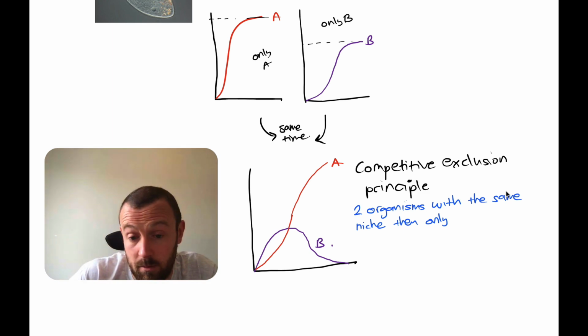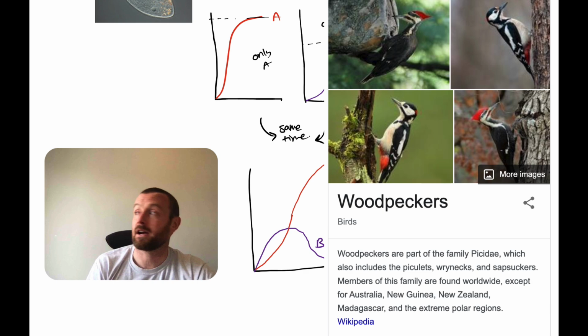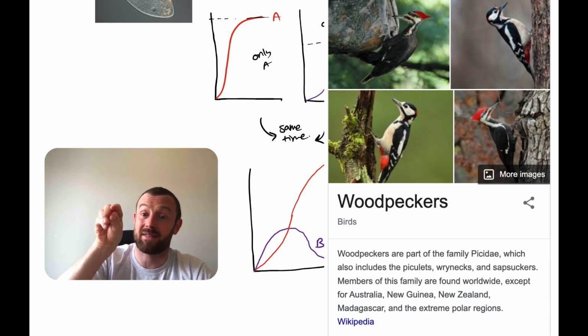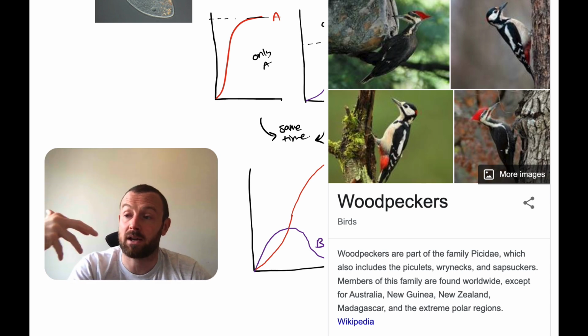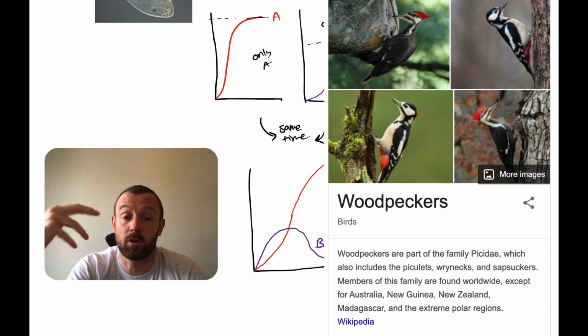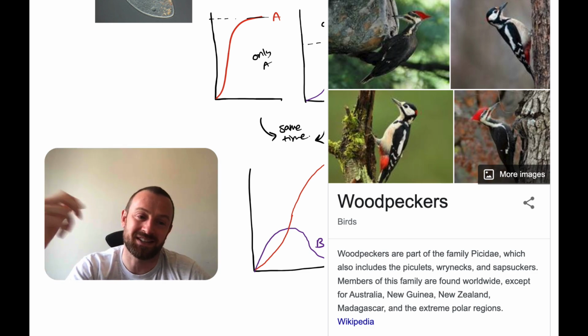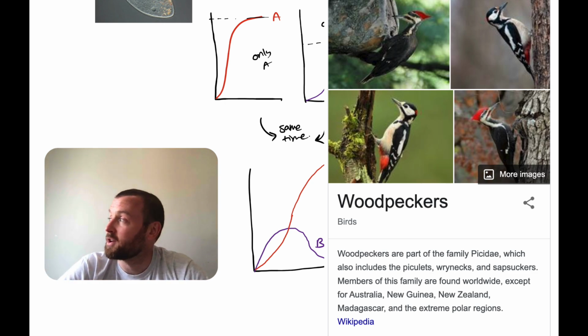Here's an interesting example. Woodpeckers peck and hammer a little hole in a tree and get the insects out from the bark of the tree, insects that burrow in the bark of trees. In Europe, woodpeckers fulfill the niche of the predator that eats them. Now in an island called Madagascar, there are no woodpeckers. So in Madagascar, a different organism fulfills that niche, which is called an aye-aye.